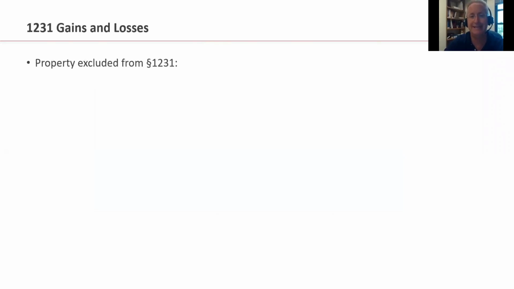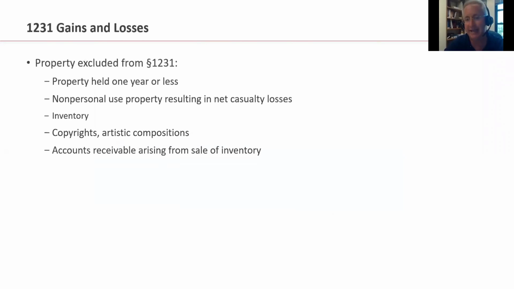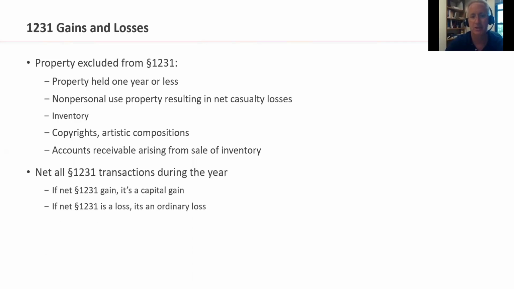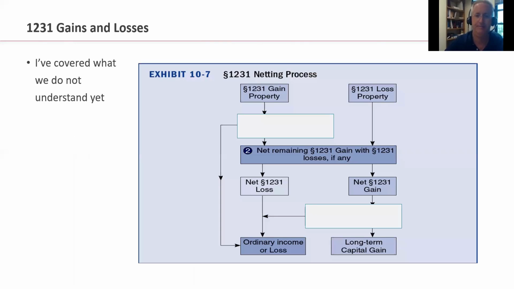So what property isn't in 1231? Well, clearly anything you hold for less than a year. Any non-personal use property that results in a net casualty loss, don't worry about that. Inventory, right? Inventory is not a 1231 asset. That's not depreciable personal property, and accounts receivable arising from the sale of inventory. Those are the important ones. So again, you net them all together. Net gain, capital gain. Net them all together, loss, it's an ordinary loss.